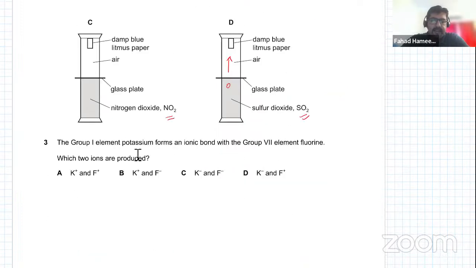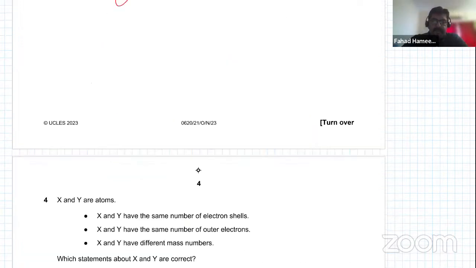As a next one, group 1 elements, potassium, forms an ionic bond with group 7 elements, fluorine. Which two ions are produced? So group 1 or group 7? So what are the ions? What is the charge of group 1? Group 1 is positive charge. Positive one. So which is the answer? K plus and F minus, B. Yeah. So next one.